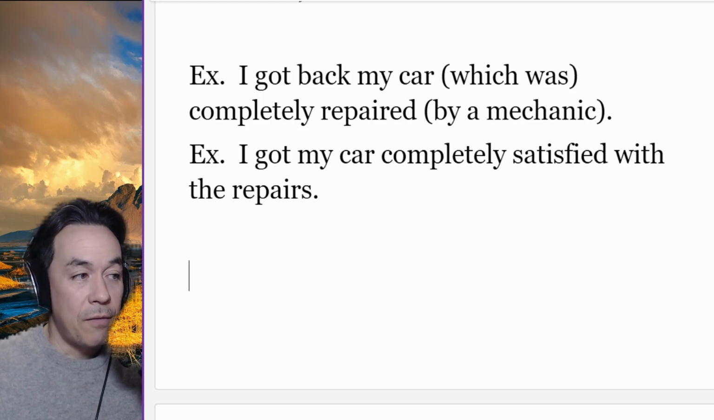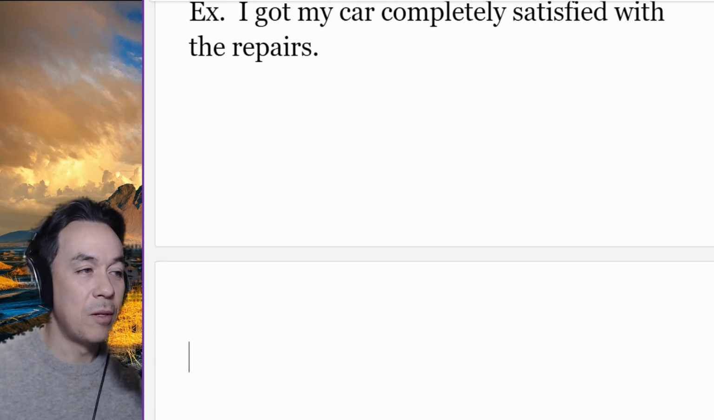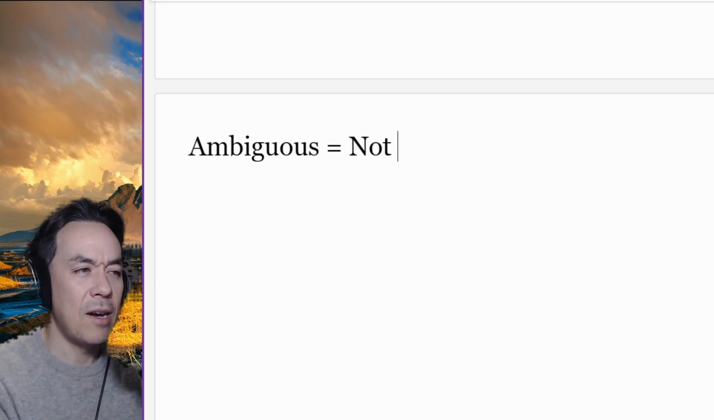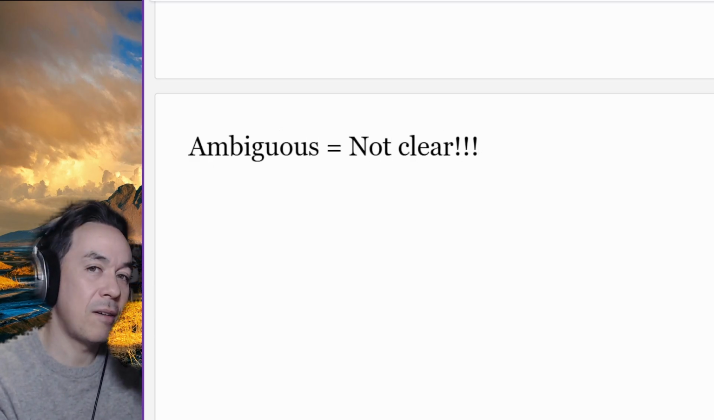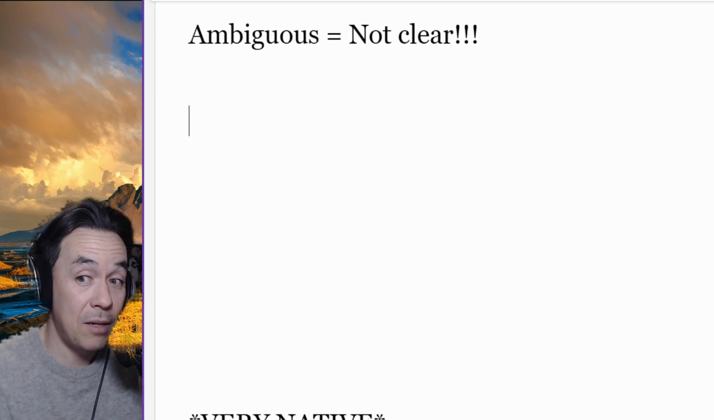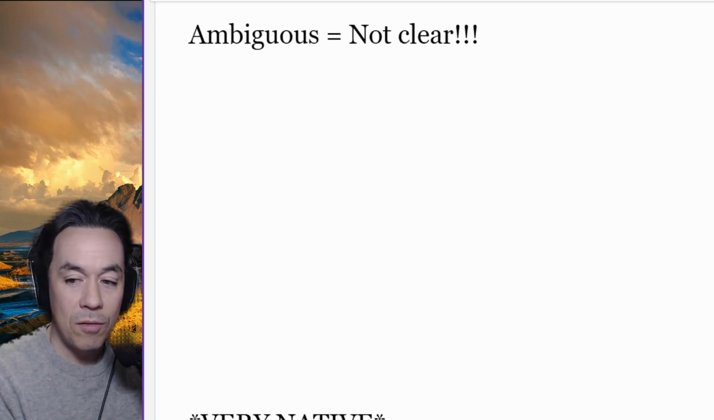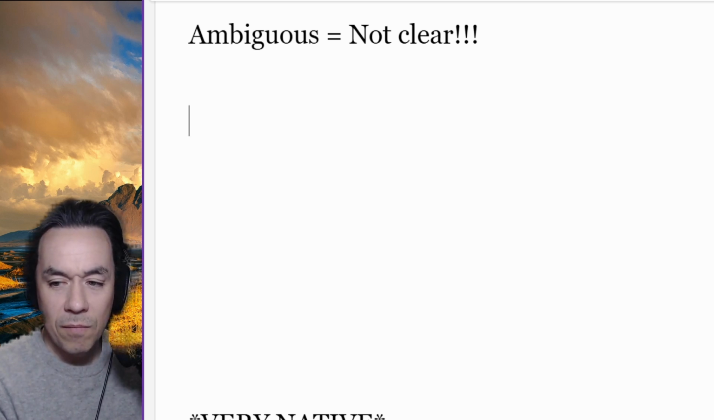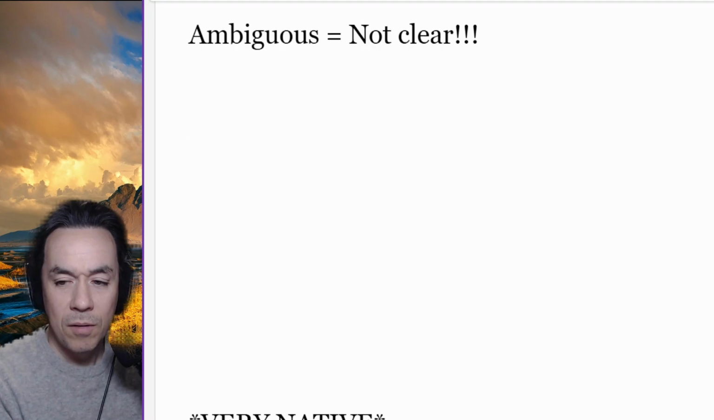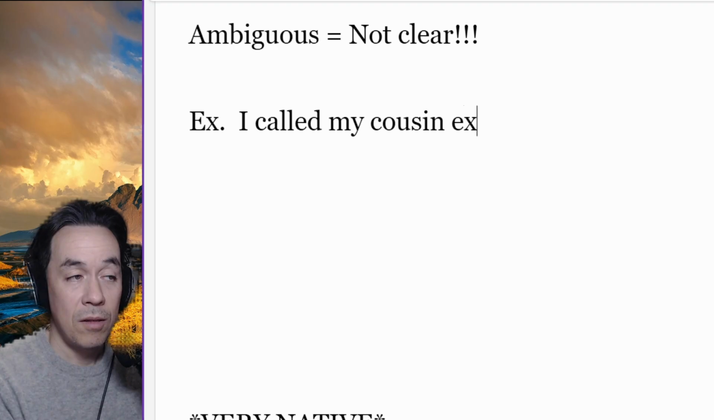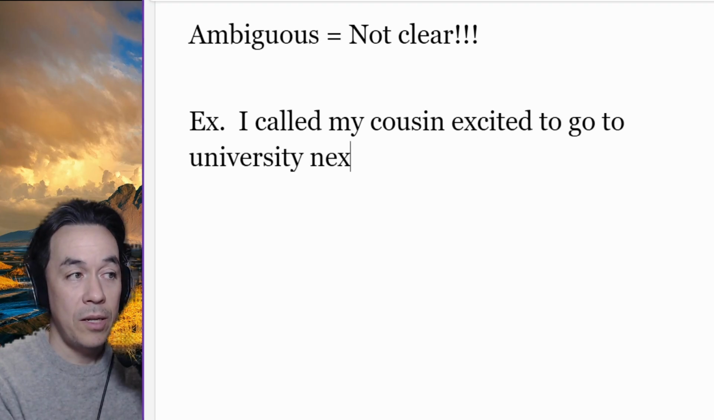Let's say here. Okay, final one. This one will be really tricky. This is called ambiguous, which means just not clear, meaning I don't even know, even me, a native speaker, native listener, maybe I don't even understand. So let's see, what do I got? I called my cousin excited to go to university next year.